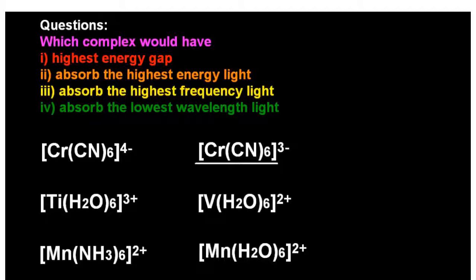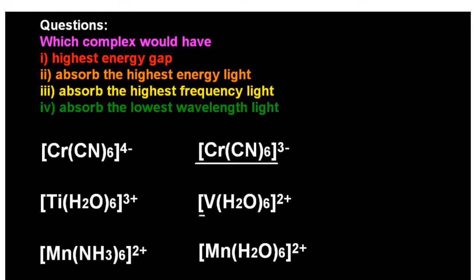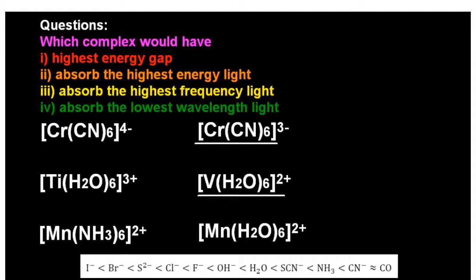The second one, they're isoelectronic to each other. So more protons, more interaction with the ligands, bigger split. So it's vanadium. And the final one, you have to look at the spectrochemical series. The one further to the right has a bigger split. So the ammonia-based one. Smashing.